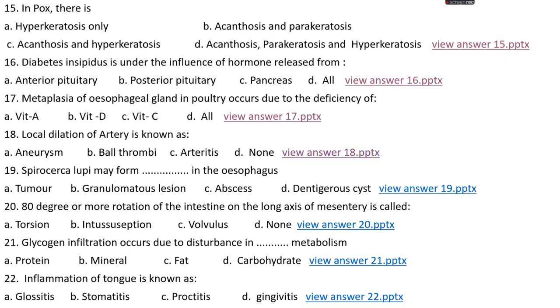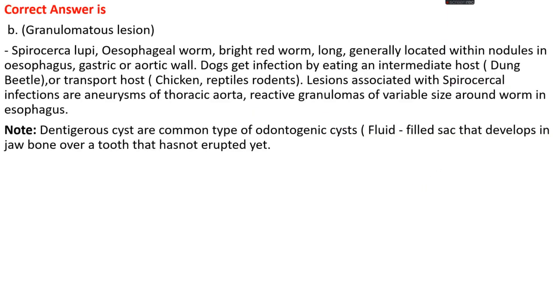Question number 19. Spirocerca lupi may form dash in the esophagus. Option A, tumor. Option B, granulomatous lesion. Option C, abscess. Option D, dentigerous cyst. The right answer is option B, that is granulomatous lesion.